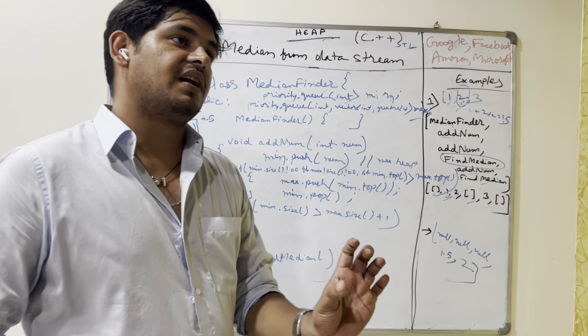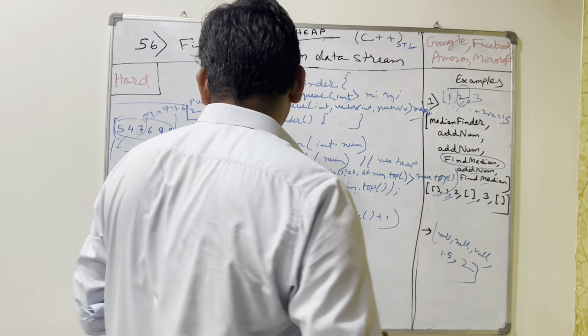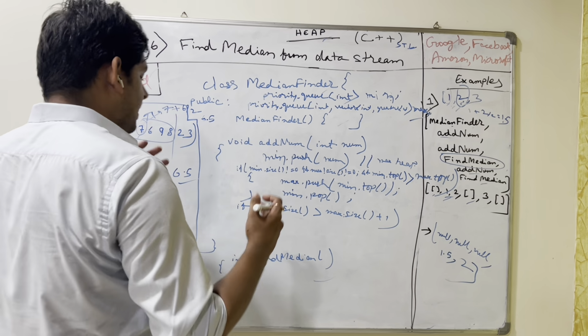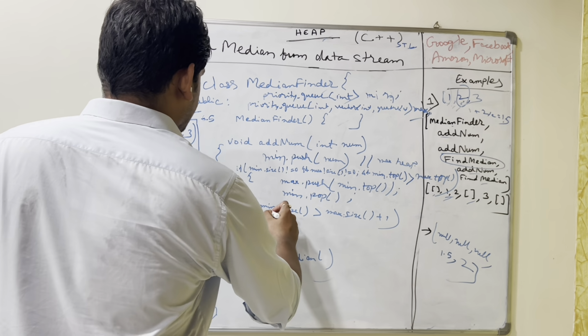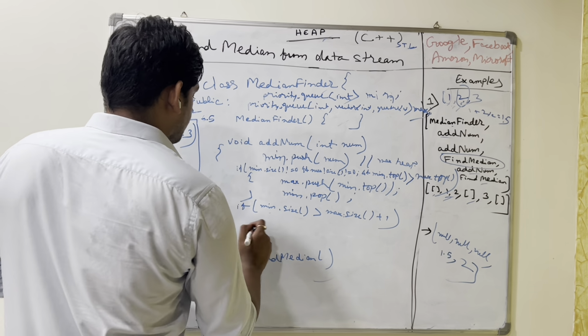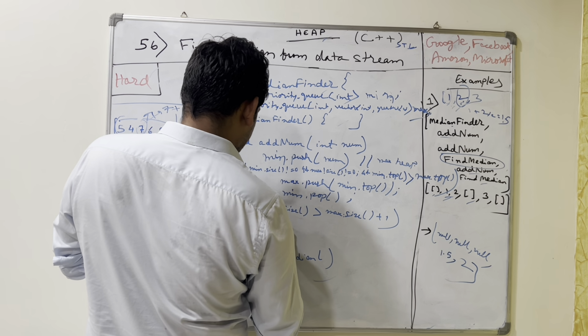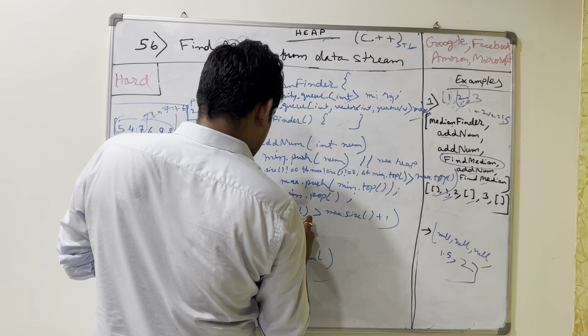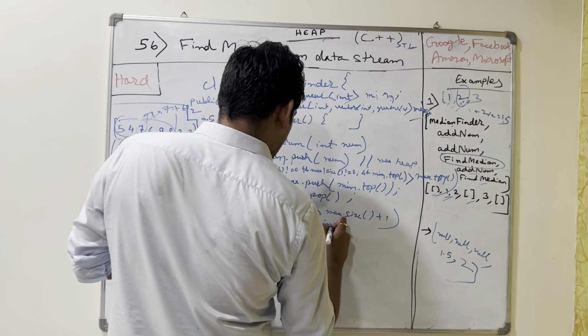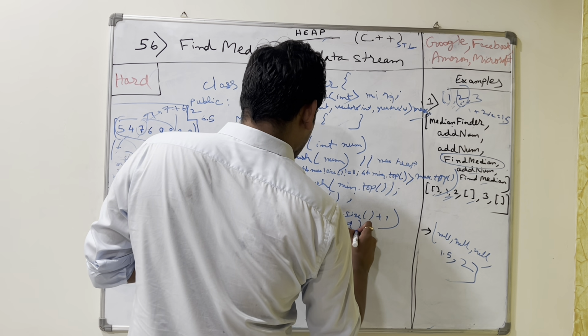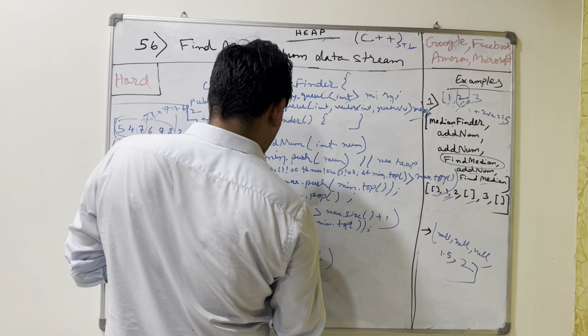But if the size difference is greater than 2, we have to move the top element of the max heap to the min heap. So if this is the case, max.push is equal to min.top and then min.pop.